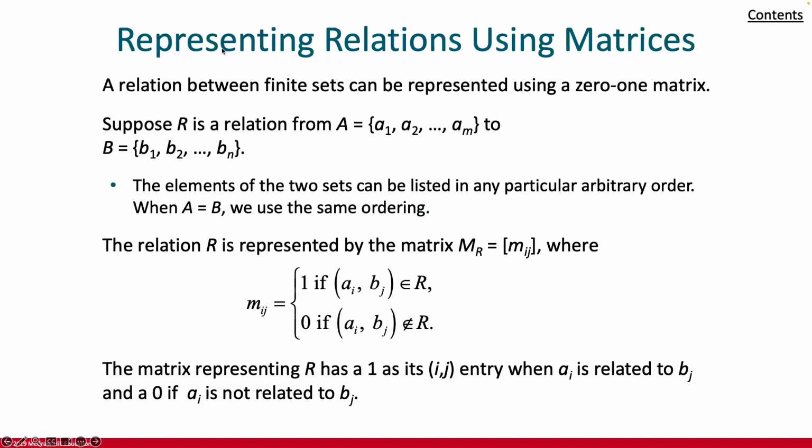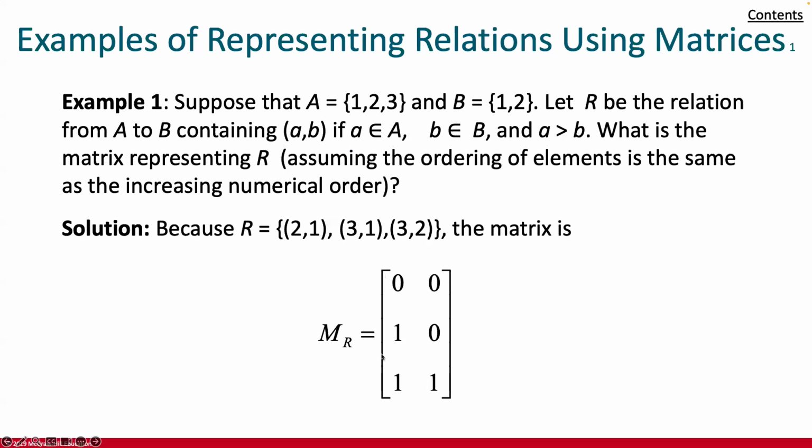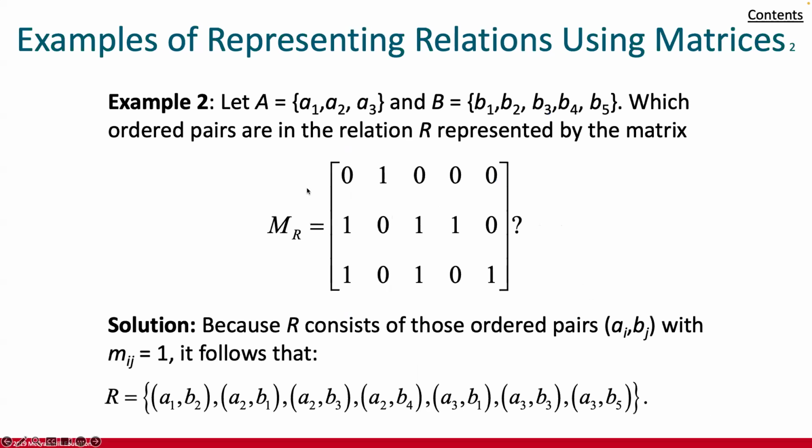So what do we do if we want to be using matrices? This just gives a little bit of background for that. A relation between finite sets can be represented using a 0, 1 matrix. That's going to be the thing that we're going to be thinking about. So here is an example of a 0, 1 matrix, and this is an example from Rosen of how we would be going from one to another. Here is another example of one of those graphs, and where we want to be thinking about how we would be doing a solution for this.